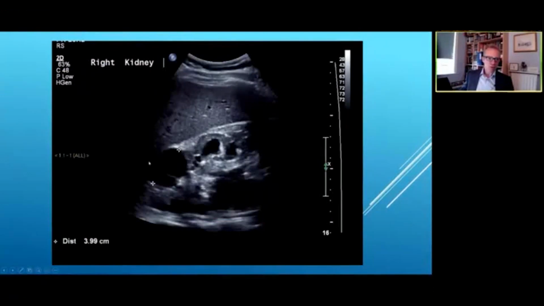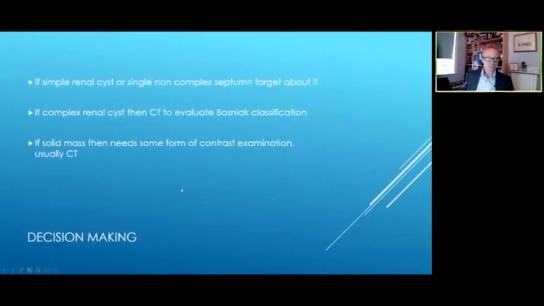On ultrasound, we've got a simple cyst with a single thin septum you can just forget about. So the decision you need to make is, is it a simple renal cyst, or does it have a single non-complex septum? If it does, you can forget about it. If it's a complex renal cyst, you need to do something further.